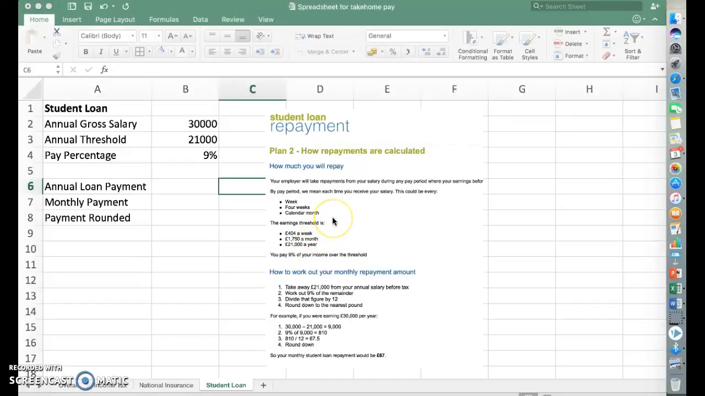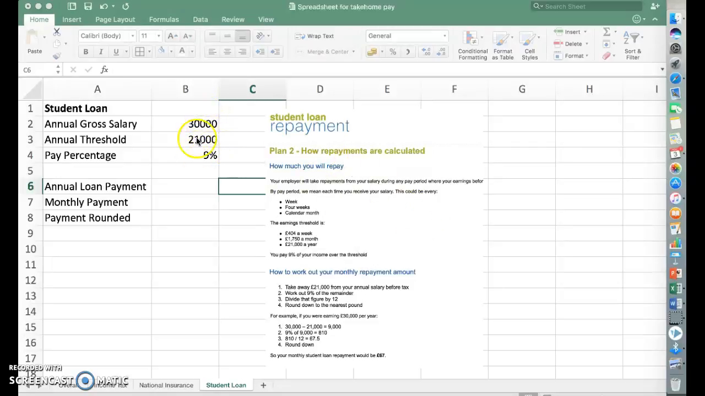Effectively, what you have is the salary that you earn. There's a threshold at the moment of £21,000. So if you earn that or anything less, you don't pay anything back because you're not earning enough. Once you reach this point or above, which in this example is £9,000 over, you pay 9% of your income over the threshold. This is yearly, so I'm going to work this out per month.